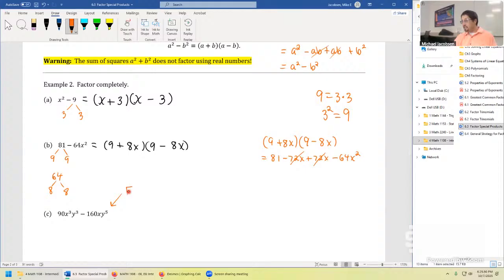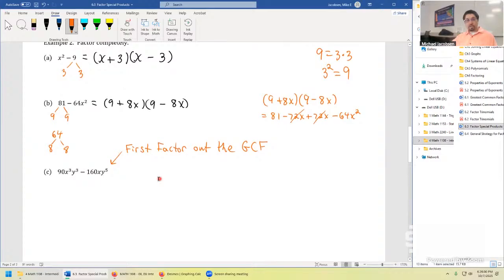So let's say here, first, factor out the greatest common factor. Once we do that, the problem should be a little bit easier to get through. Between 90 and 160, it looks like we could factor out a 10. When it goes between base x, the x cubed and the x, we always go for the lowest power. So x factors out. And likewise, between y cubed and y to the fifth power, the lowest power that factors out would be y cubed.